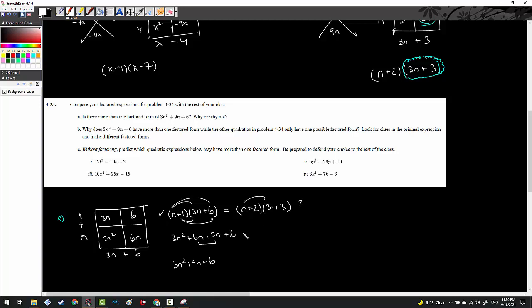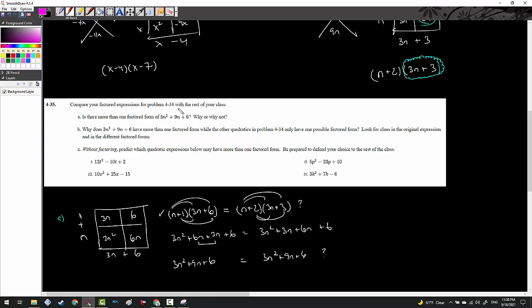Now, does this guy actually work? I get 3n squared plus 3n if I multiply him, plus 6n, plus 6. Those are definitely equivalent statements, so 3n squared plus 9n plus 6. So they seem to be equal, but what the heck's going on here? How is it that two different arrangements could actually happen? Well, that's exactly the reason. It's because there are multiple arrangements for this particular quadratic.